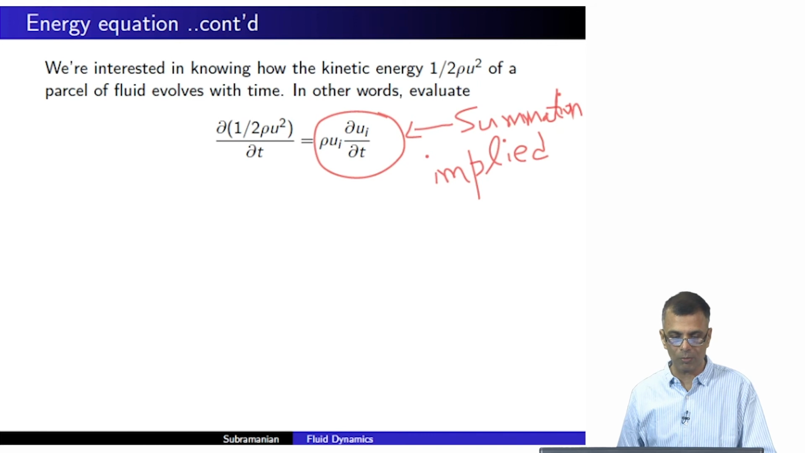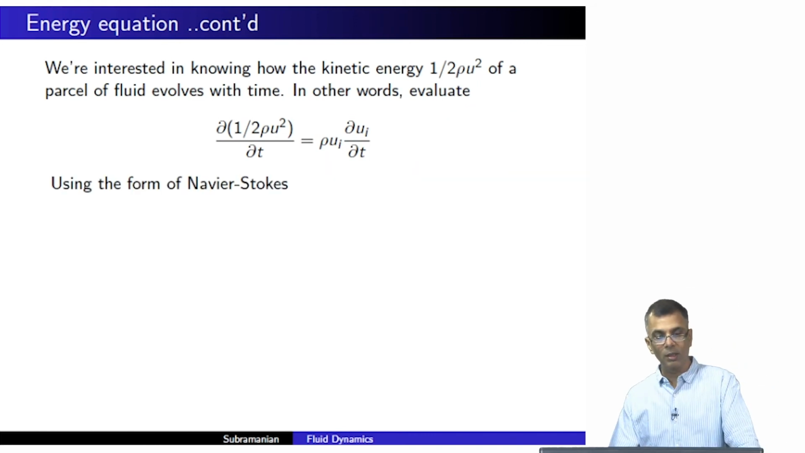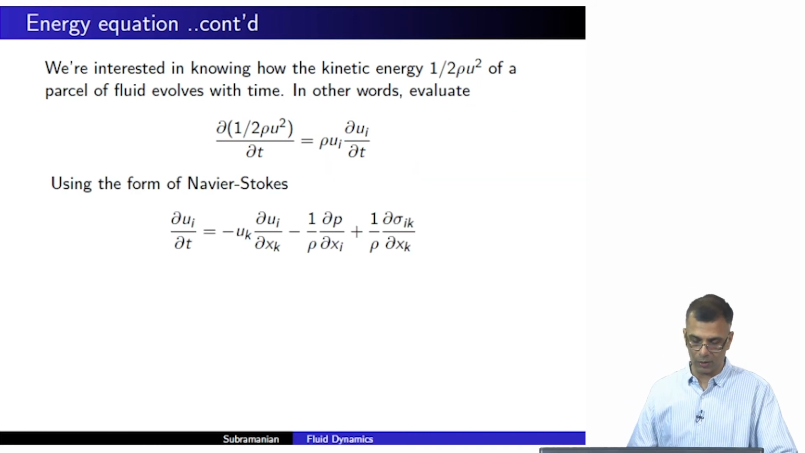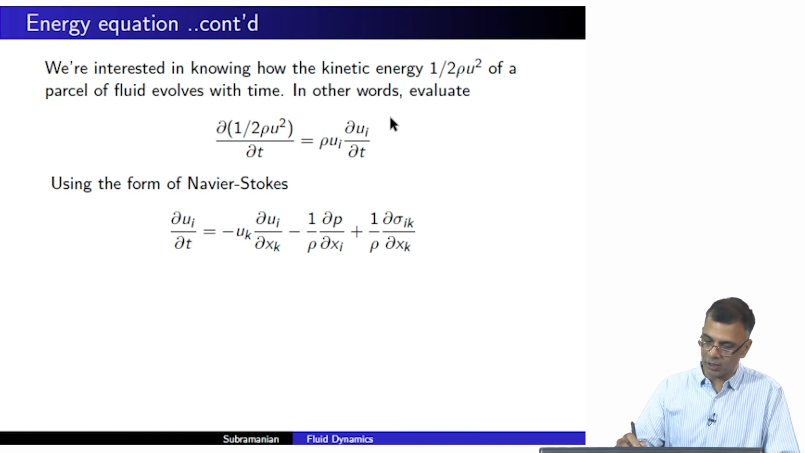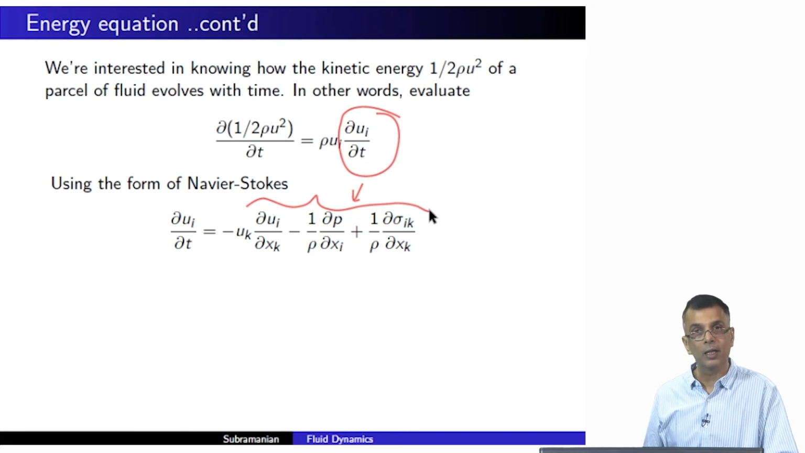Okay, the summation is implied. Now, using the form of Navier-Stokes, which we wrote down in the previous slide, I'm obviously going to be substituting for this, which is this whole thing. It gets a little messy, so bear with me.